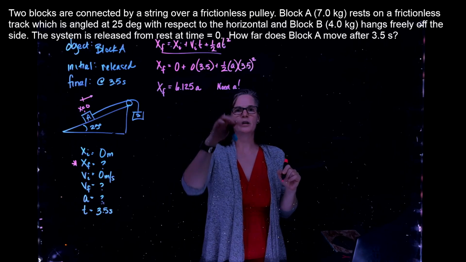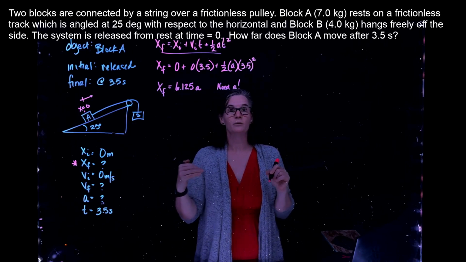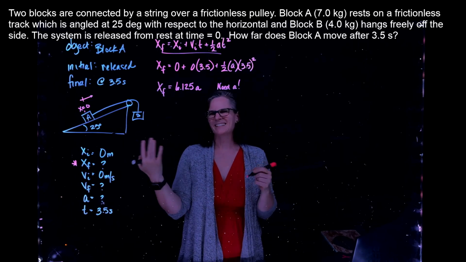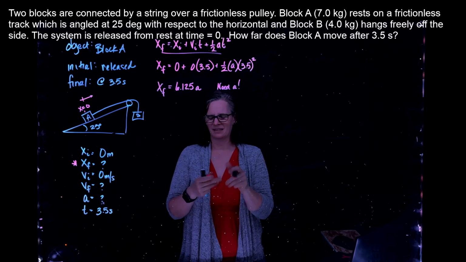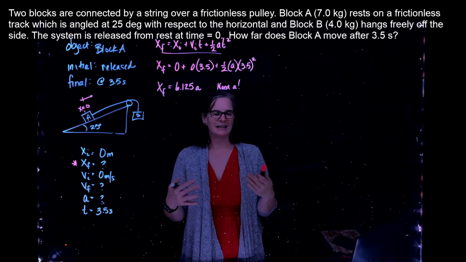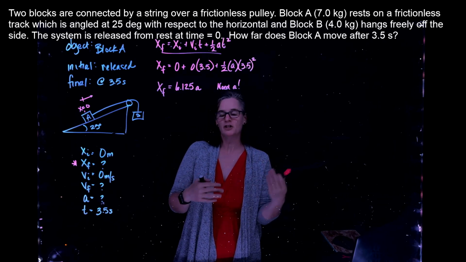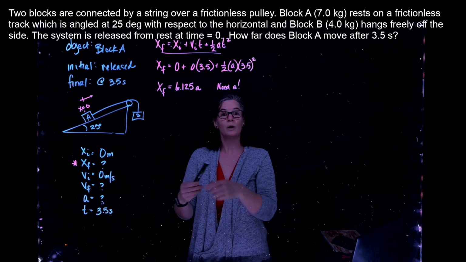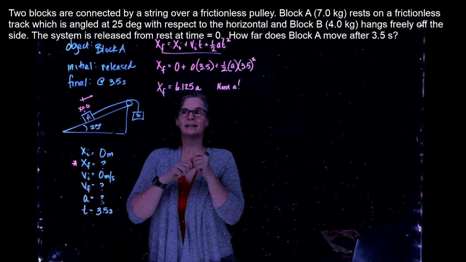I need acceleration. What's that acceleration of? That's the acceleration of block A. This is all on block A. Well, if I look at my list, I can't get acceleration from anything there. So we know that when I need acceleration, I can't get it from kinematics. My strategy is to go look for it in forces. So we're going to do a force analysis on block A.